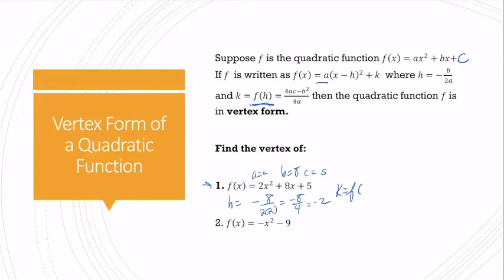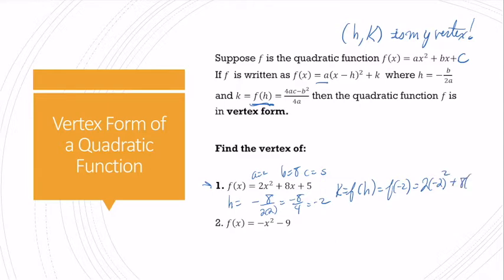Okay, my vertex, h, k, is my vertex. So I want to find the vertex, and then I could also write these in vertex form if I wanted. So k is f of h, so I'm going to take f of negative 2. That gives me 2 times negative 2 squared plus 8 times negative 2 plus 5.